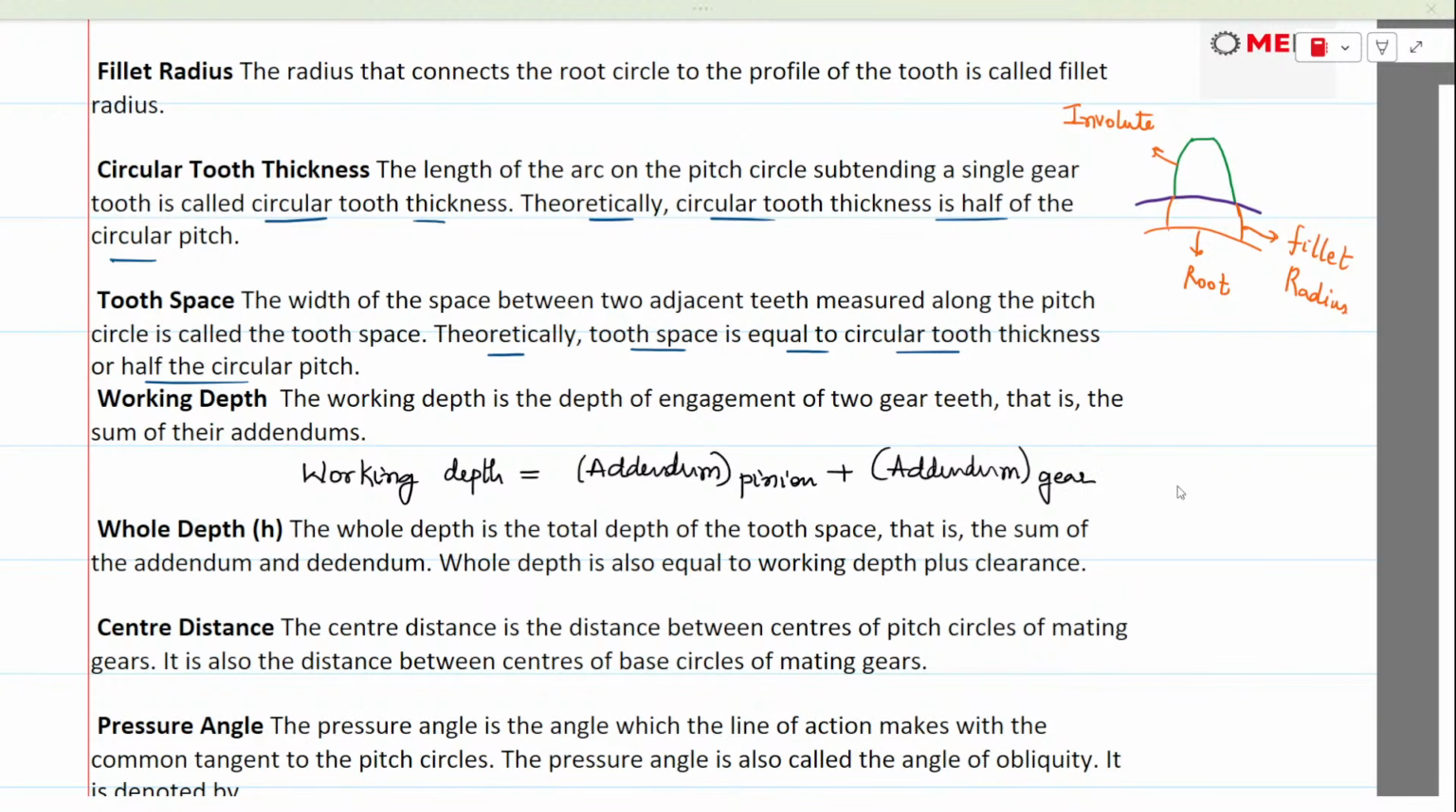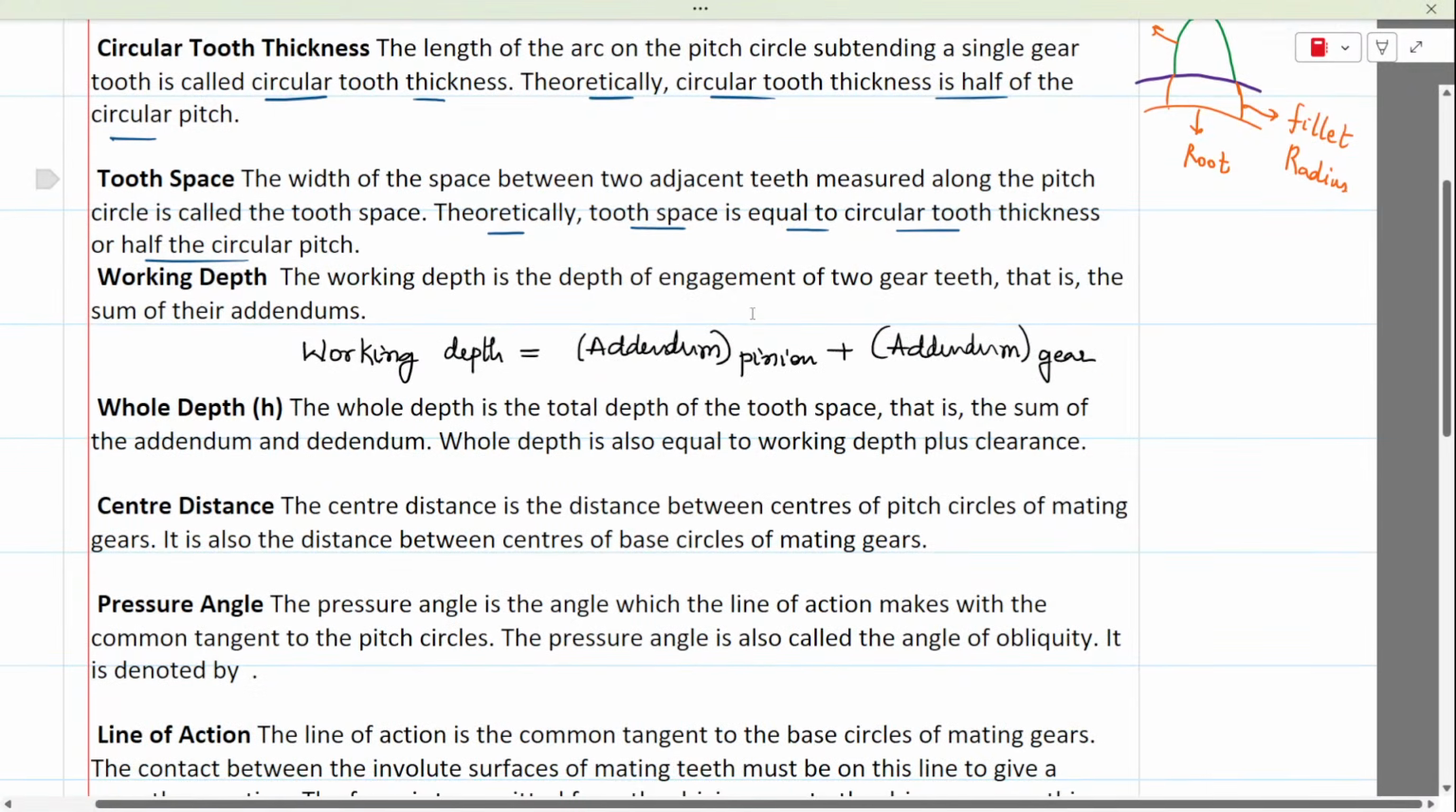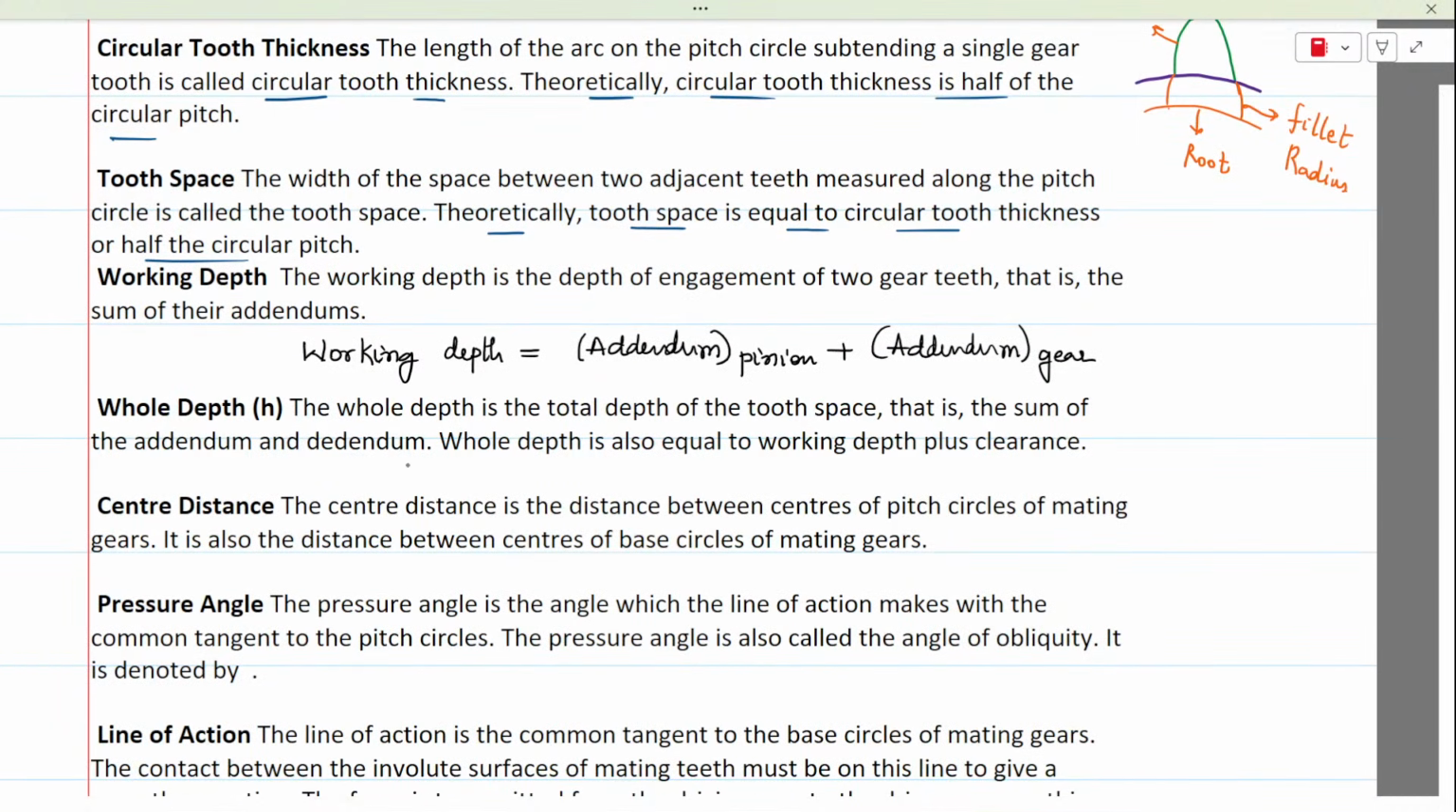Okay. And if addendum is combined with the clearance, we get hole depth. We get total depth or hole depth. That is working depth plus clearance is equal to total depth.